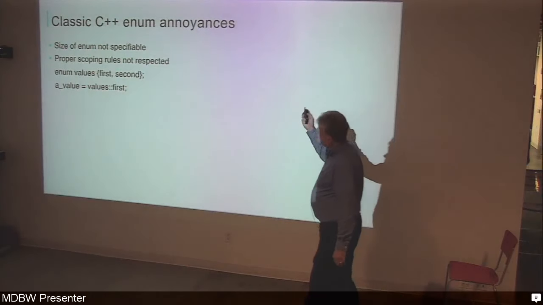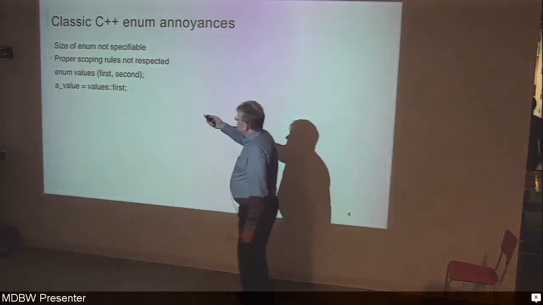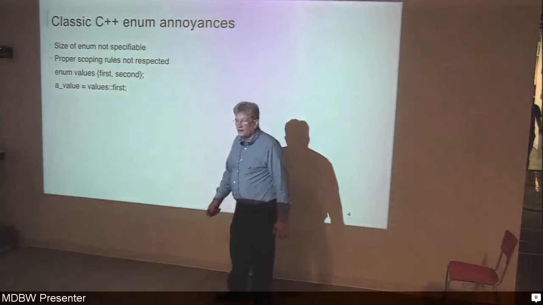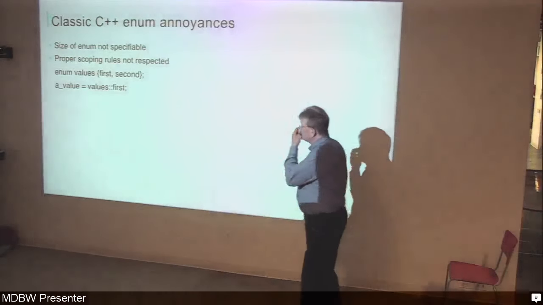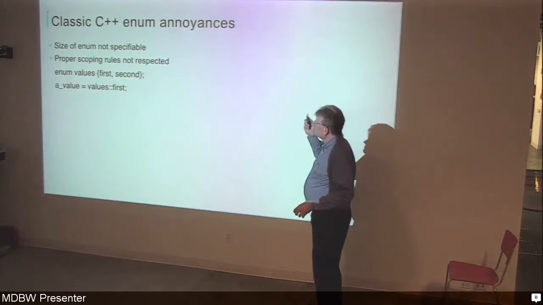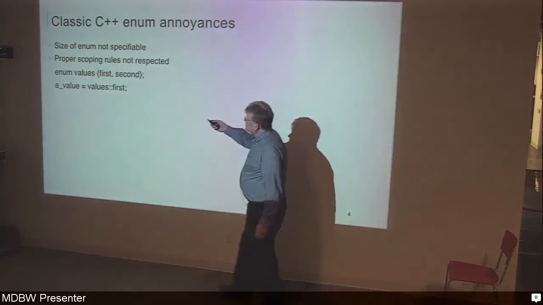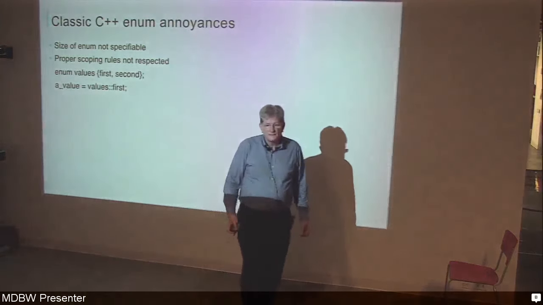so we're going to talk tonight about enums. And before we get to the C++11 or the modern enums, let's talk about classic enums. These are some of the things that are kind of annoying about them. One is that the size of an enum is not specified.